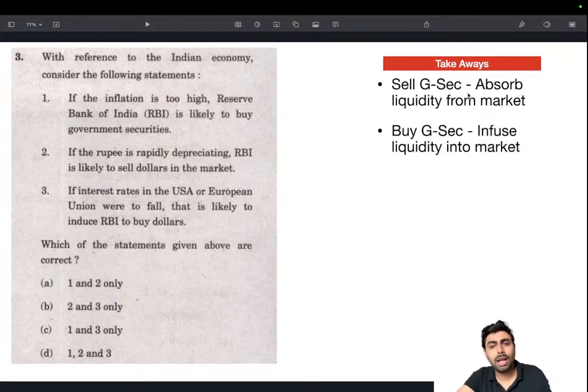Selling of government security absorbs liquidity from the market. Buying of government security infuses liquidity into the market. So that's the basic thing. Then obviously that's a wrong statement because inflation is too high.